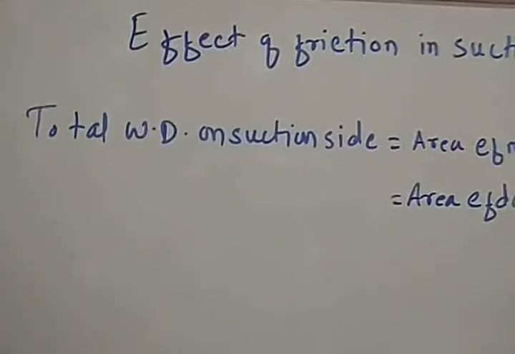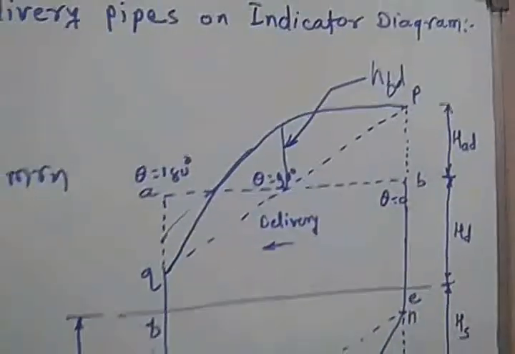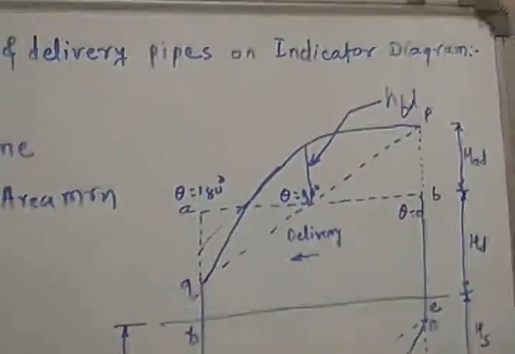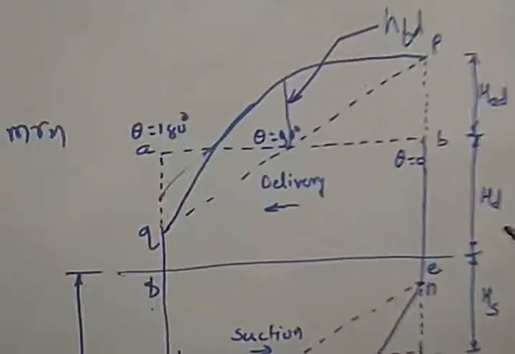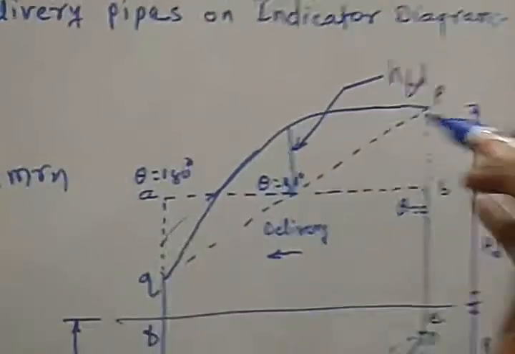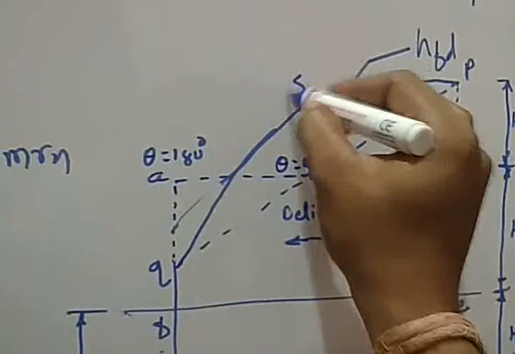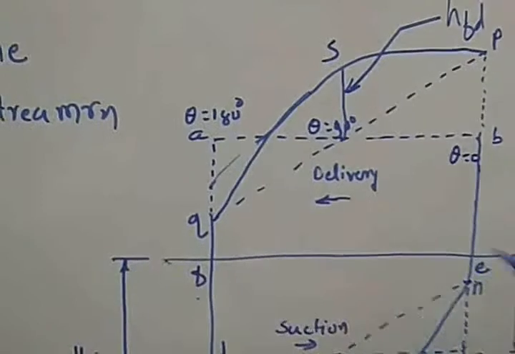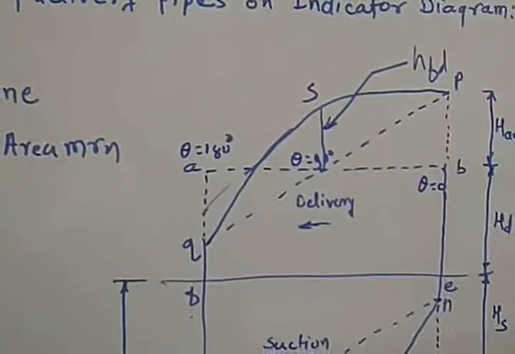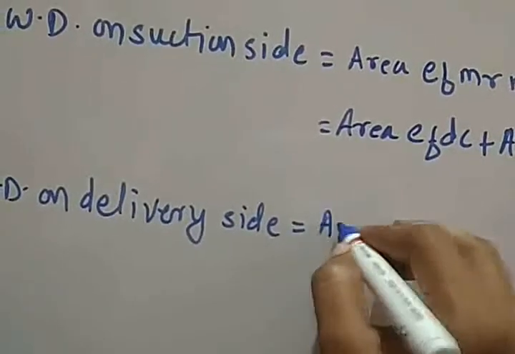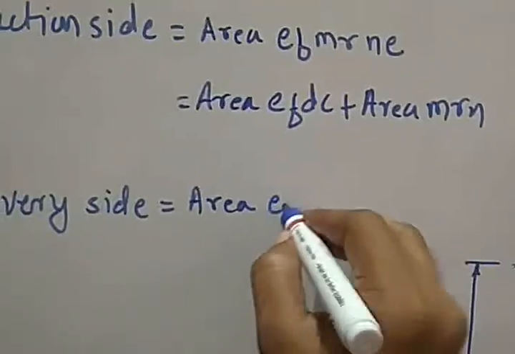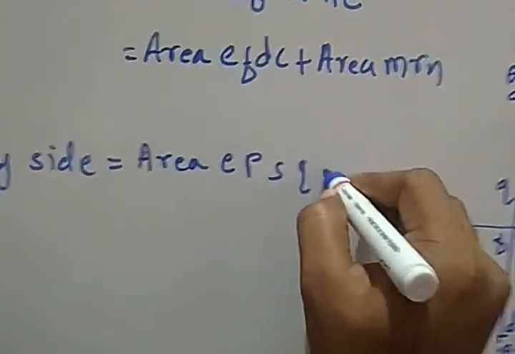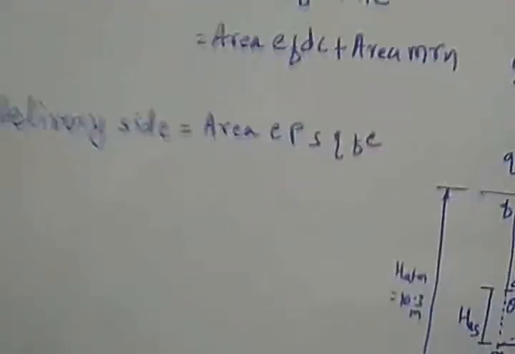Similarly, we will find the total work done on the delivery side as well. The total work done on the delivery side, similar to the suction side, will be the area EP. I'll mark this point as S. So E P S Q F E is the total work done on the delivery side. I'll mark that again over here: area E P S Q F E. That is the total area.